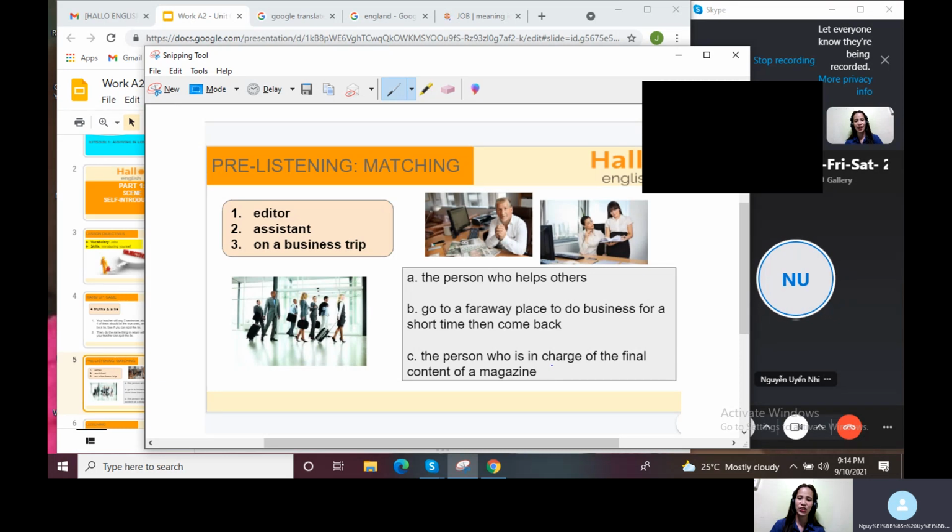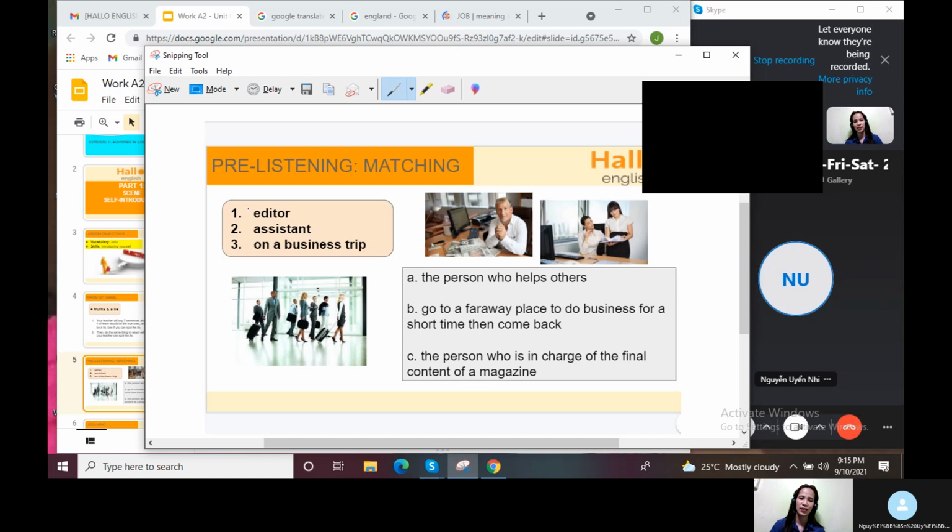Okay. Charge. Can you read it again? Charge, charge. The person who is in charge of the final content of a magazine.